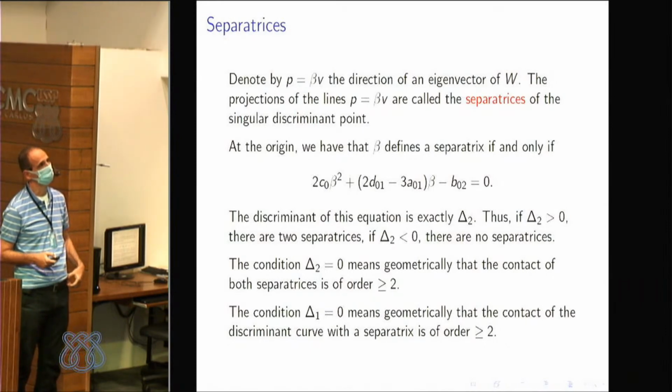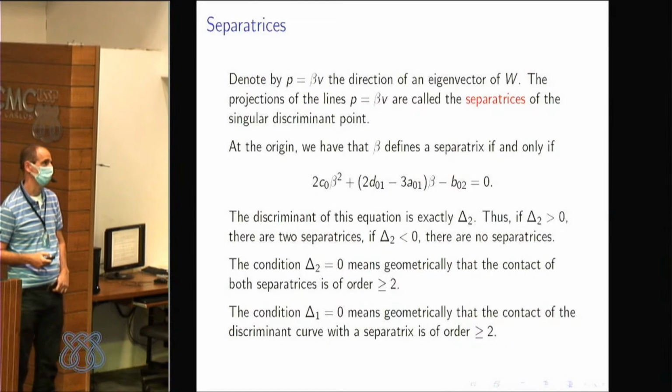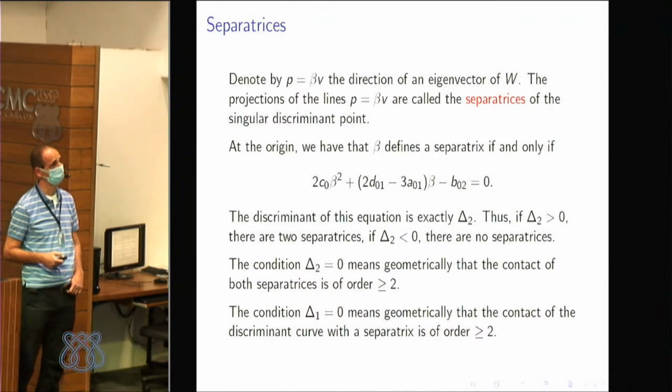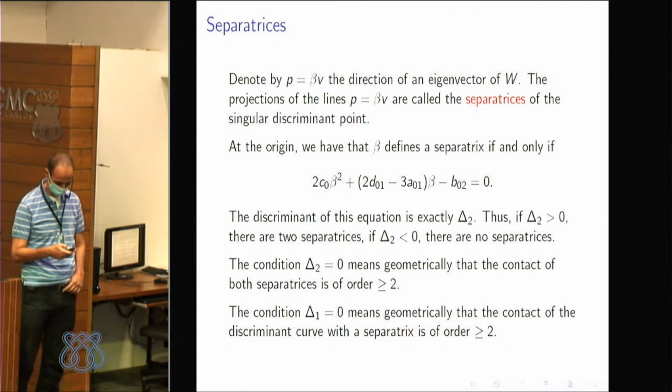If delta 2 is bigger than 0, there are two separatrices. If delta 2 is smaller than 0, there are no separatrices. Delta 2 equals 0 means geometrically that the contact of both separatrices is of order equal or bigger than 2. The condition delta 1 equal to 0 means that the contact of the discriminant curve with the separatrix is of order bigger or equal to 2.